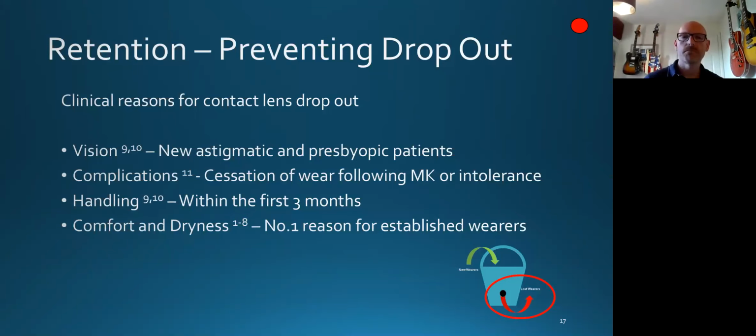#1 reason for patients dropping out in the first 3 months. And so at the moment, these will be the last new patients you fitted during January and March. Okay, these are the ones that need a phone call right now just to check in and see how they're doing and how they're getting on.